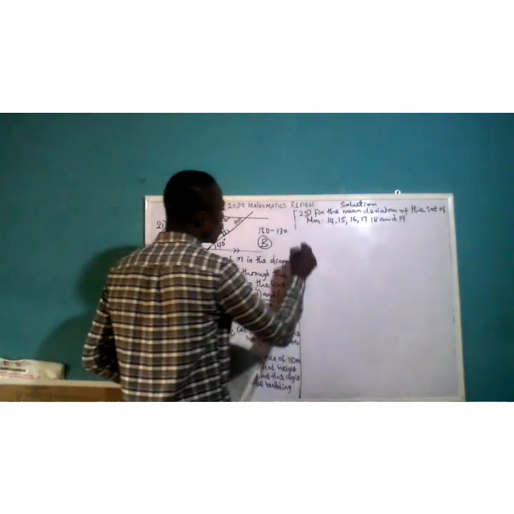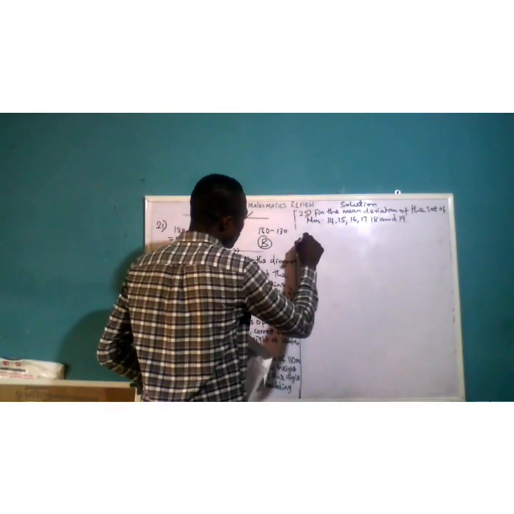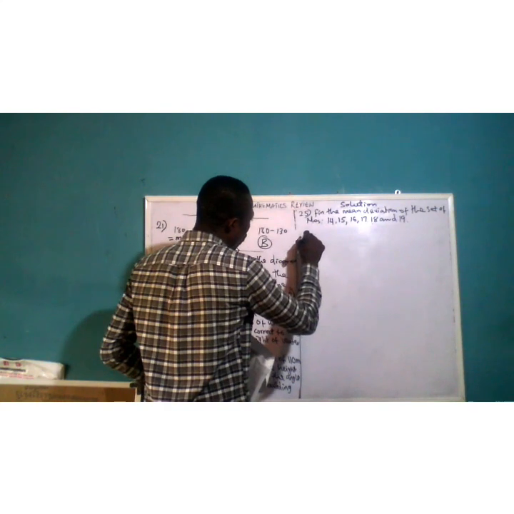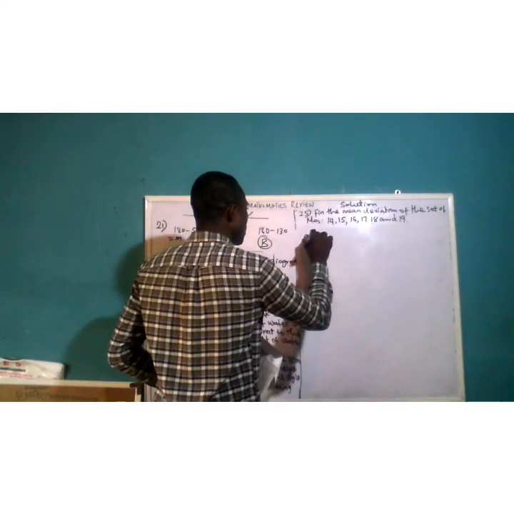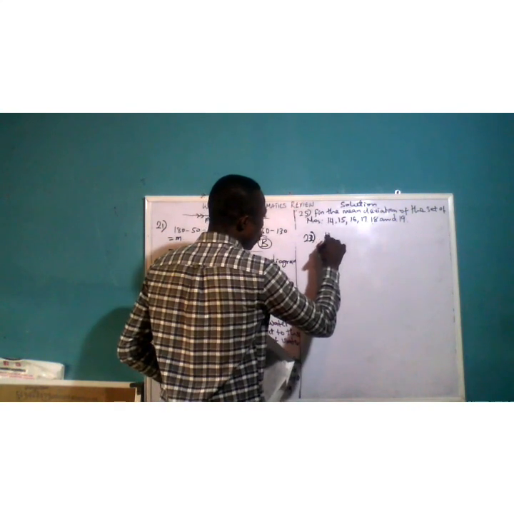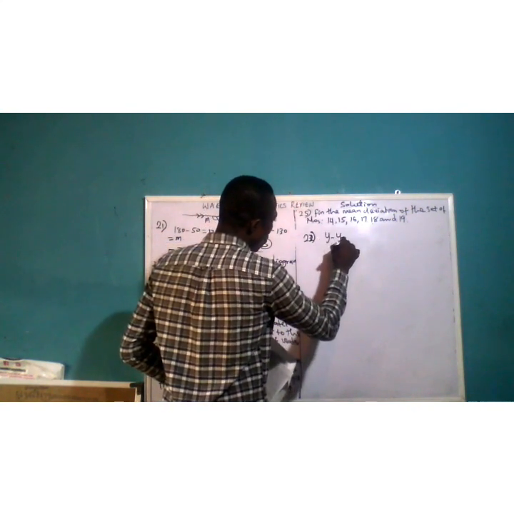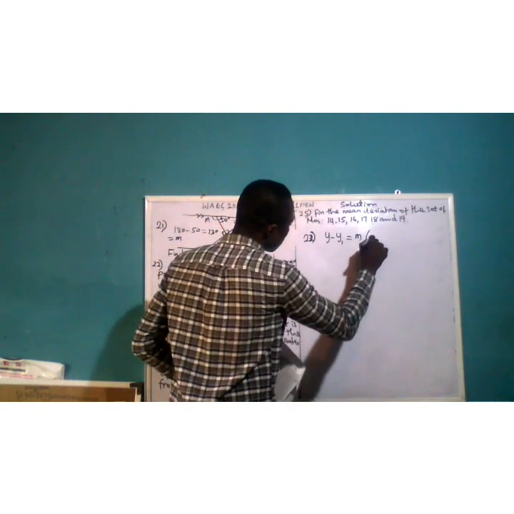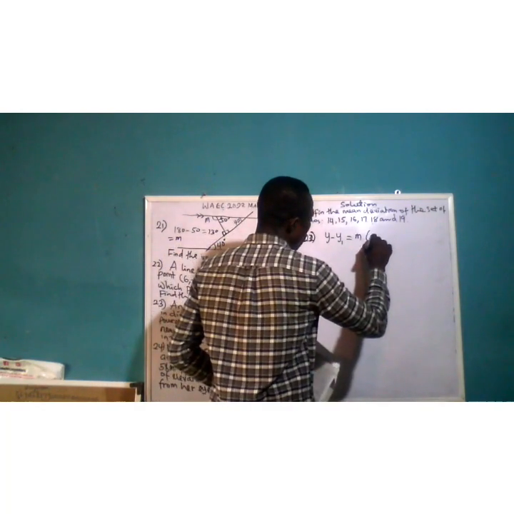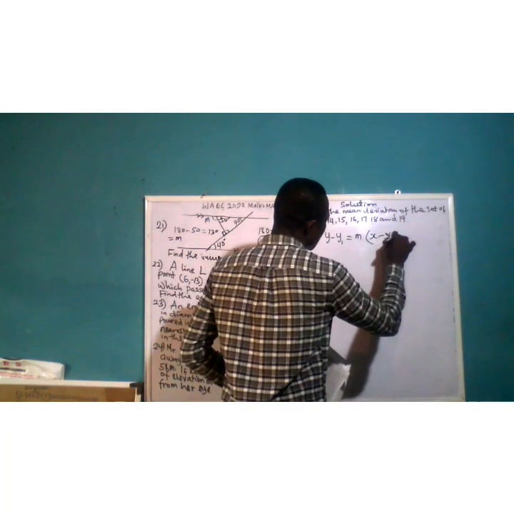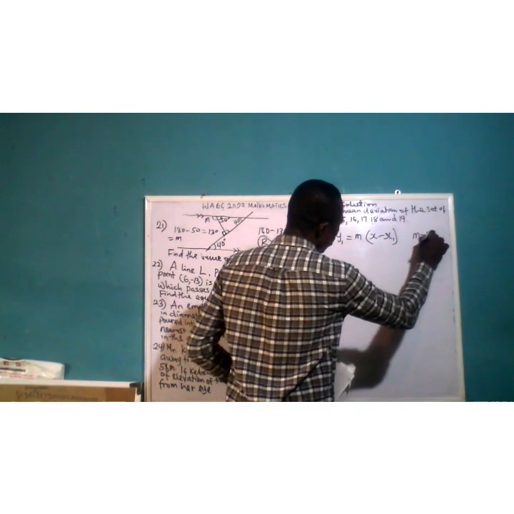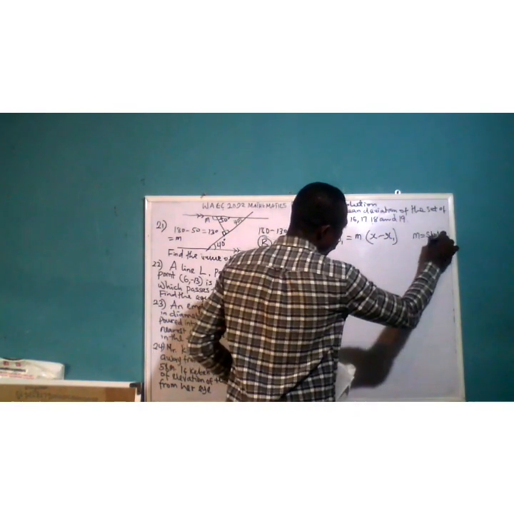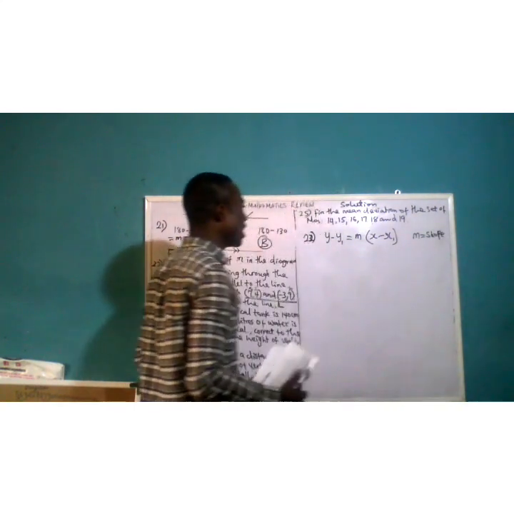Now, to find the equation of a line, the formula is stated as y minus y1 equals m into open bracket x minus x1, where m is the slope, okay, the slope of the parallel lines.